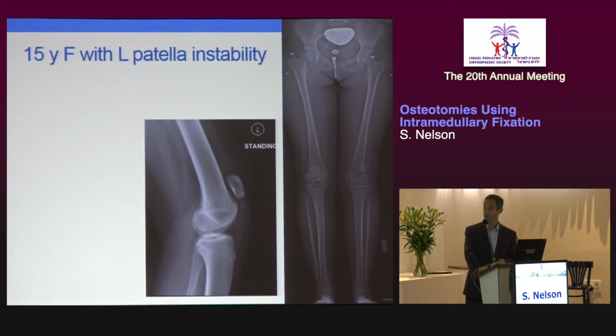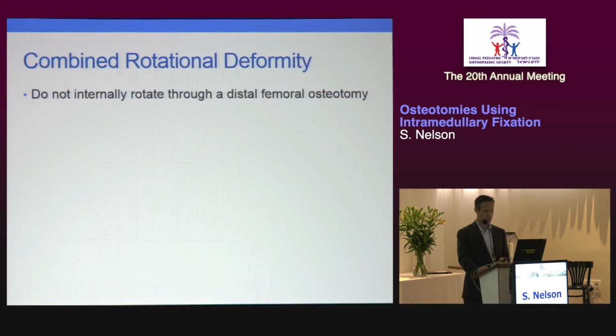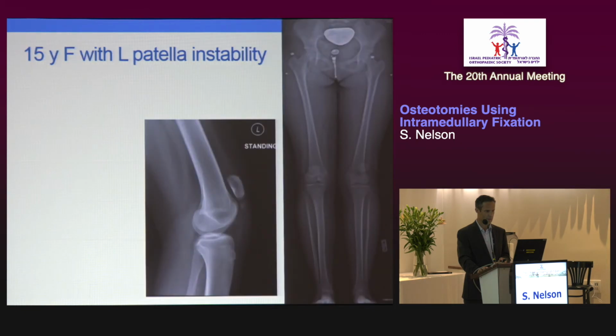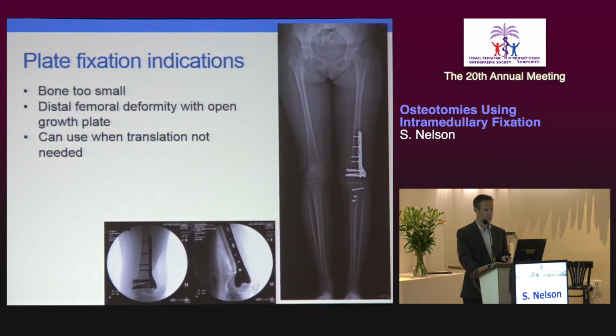This case is a 15-year-old girl with a left patella instability, and you need to make sure that not only angular correction is provided here, but also rotational correction, and that can be done with intramedullary fixation. In this particular patient, there was an open procedure needed to provide patellar stability and rotation, and the angulation was relatively minimal, so I chose to do a plate fixation instead of intramedullary fixation.